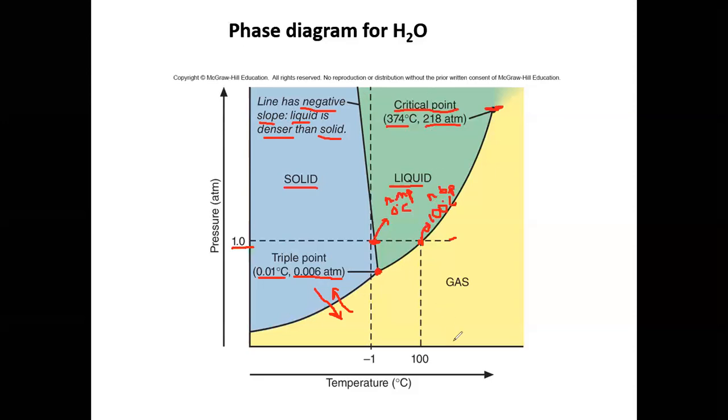So if we were at 150 degrees Celsius, we would only be crossing, for example, the gas-liquid phase boundary. So we'd only be undergoing vaporization. But if we were at -1 degrees Celsius, for example, we could undergo sublimation and deposition, and also melting and freezing at -1 degree Celsius by adjusting the pressure.